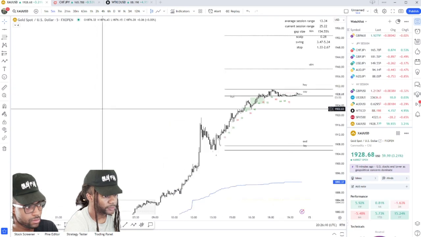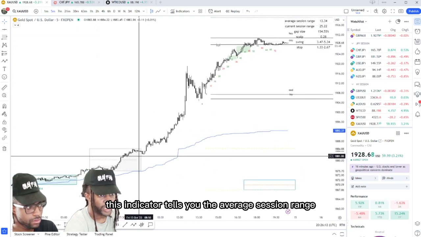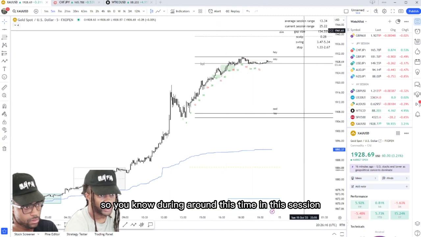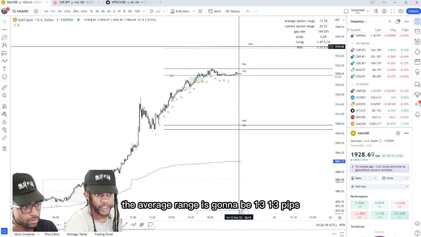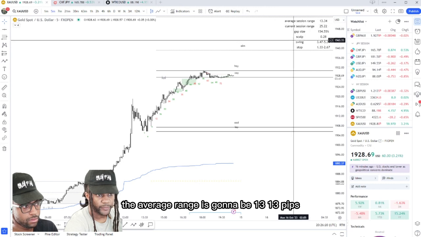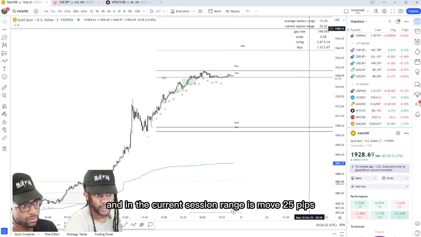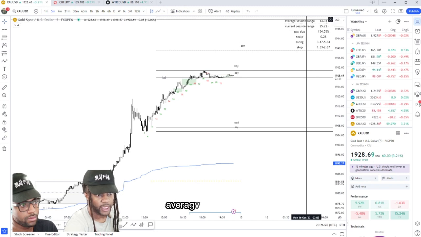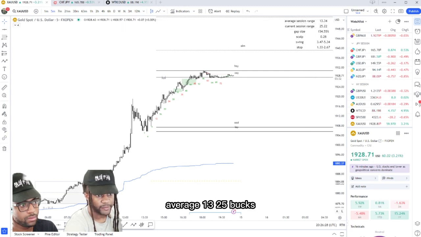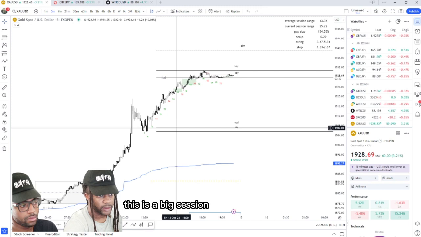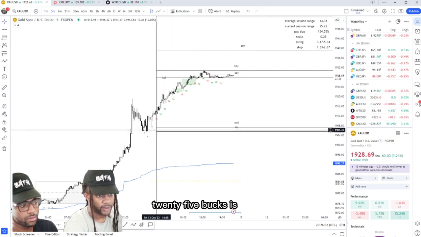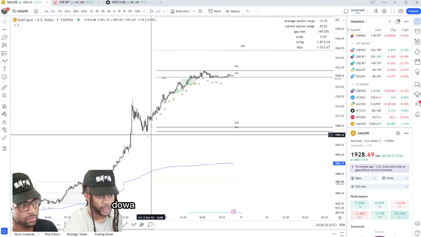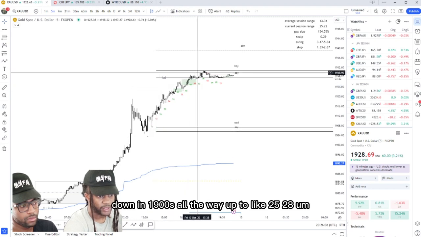So boom. This indicator tells you the average session range. During around this time in this session, the average range is going to be 13 pips, and the current session range has moved 25 pips. So you're like, all right, moved 25 pips. Average is 13, 25. Yeah, this is a big session. It actually moved a lot. 25 is a huge move. It came from down in the 1900s all the way up to like 25, 28.